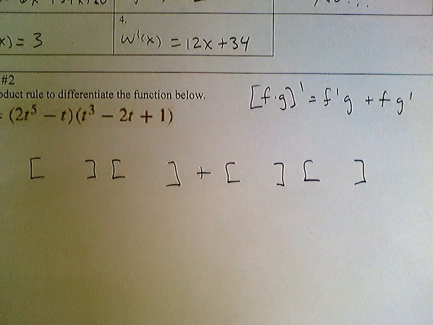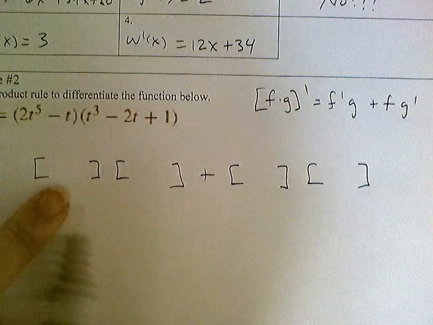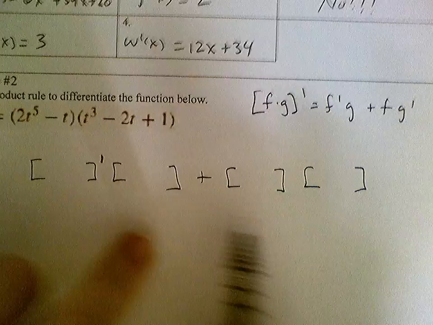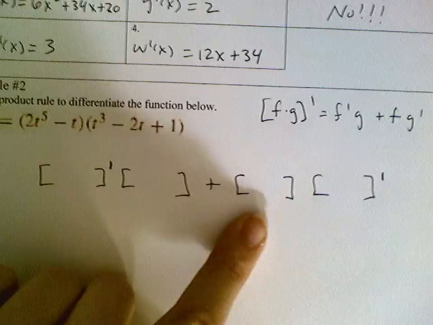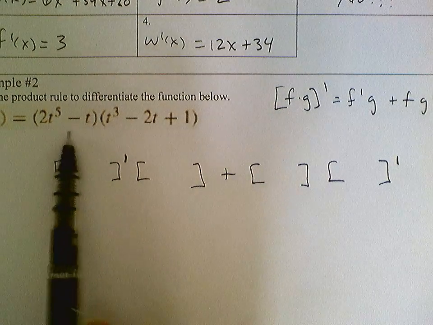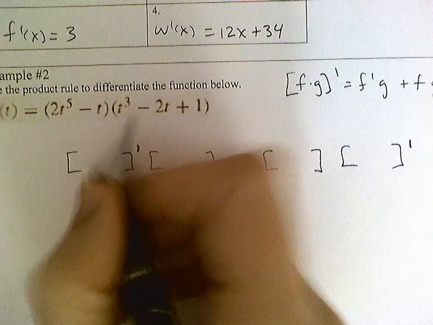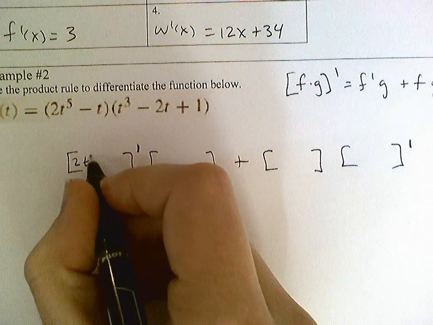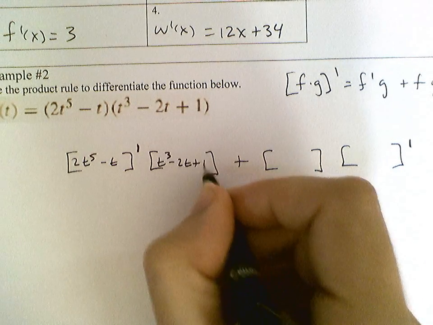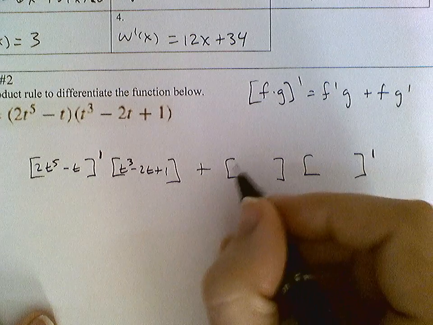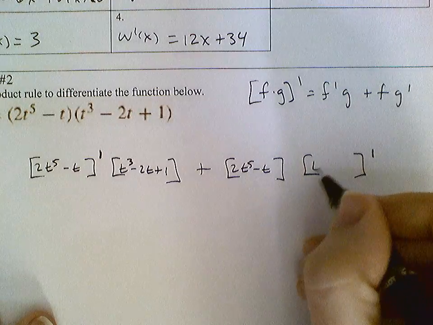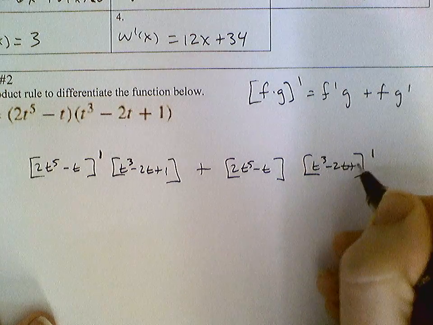All right. And here I'm going to put a prime outside of the first one in this group, and then a prime outside of the last one there. Okay, and then inside I'm just going to put my 2 functions. So this is going to be 2t to the 5th minus t to the 3rd minus 2t plus 1. And then I'm just going to write those same functions again in order. 2t to the 5th minus t to the 3rd minus 2t plus 1.